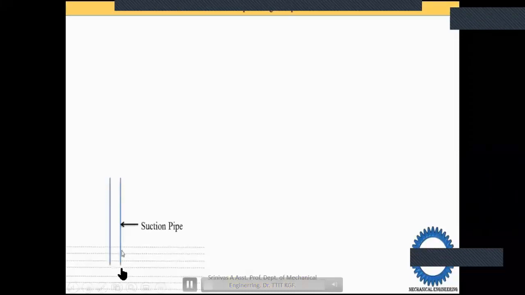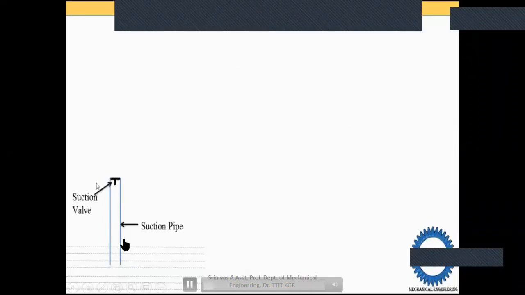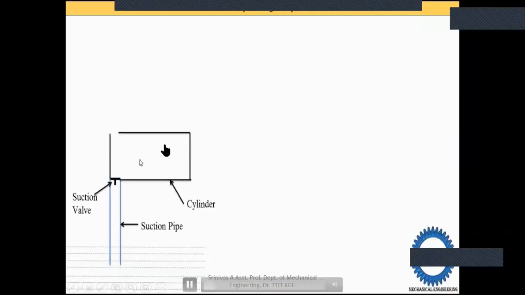First, we will discuss the parts. So what are the main parts in the reciprocating pump? The first is the sump. The main application of pumps, we know, is from the sump to the delivery end. So this is the process that takes place. And between that, the first one is the suction pipe, which is connected from the sump to the main cylinder through a suction valve.